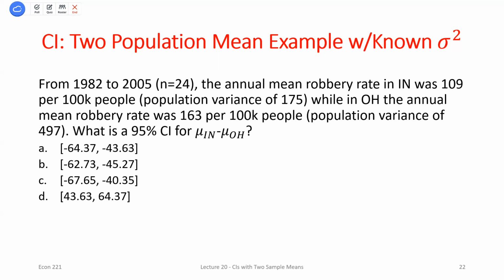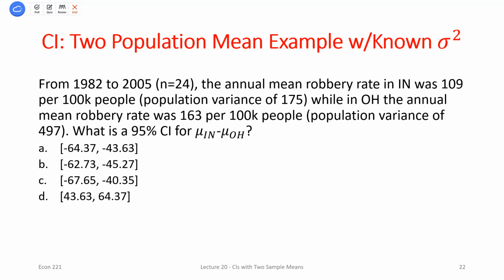Okay. From here, it's just a matter of figuring out what was the variance of group 1. I think I was told it's 175, and I had 24 years of data, so that was my sample size. The second group had a much higher variance, 497, and I had 24 years of data from that state as well, so my sample size is 24.